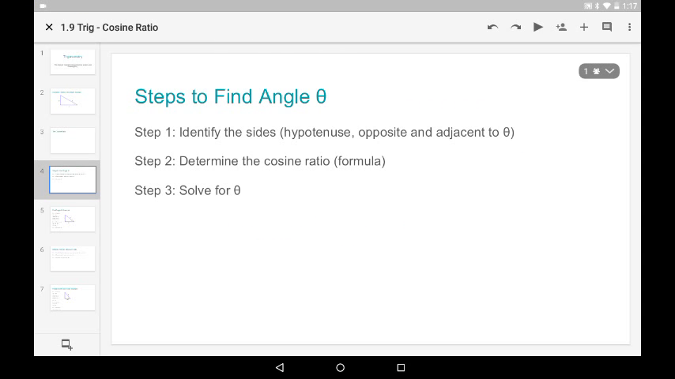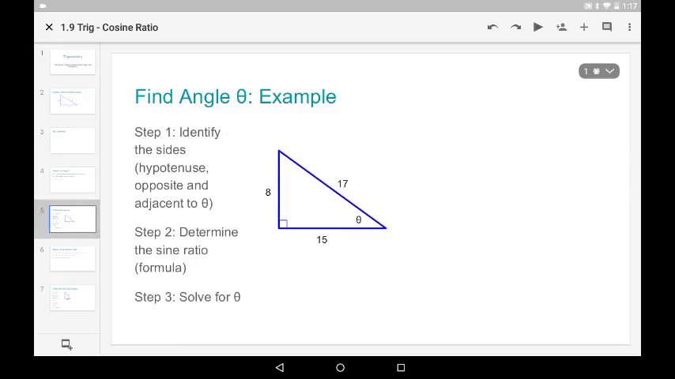Okay, so the steps for finding an angle in an example is just like the steps for finding the tangent and the sine of an angle. You identify your three sides, write down your formula, start plugging it in, and solve for the unknown. So here's our first example. Find theta, which is over here. So step 1, we label H for hypotenuse. 15 over here is adjacent to theta, and 8 is opposite.